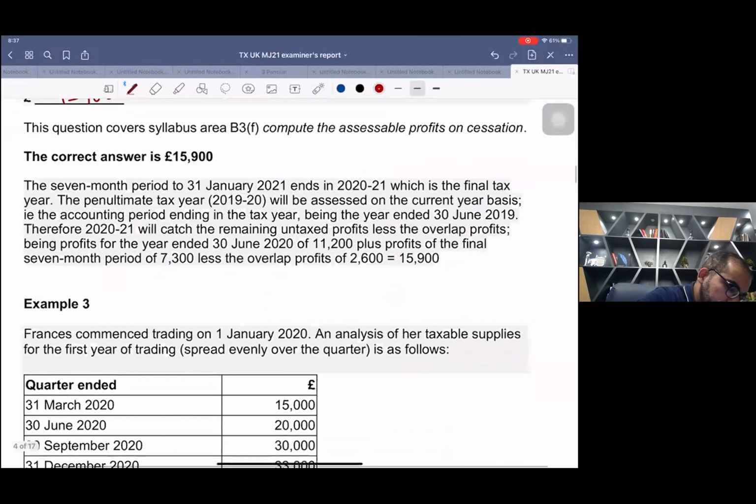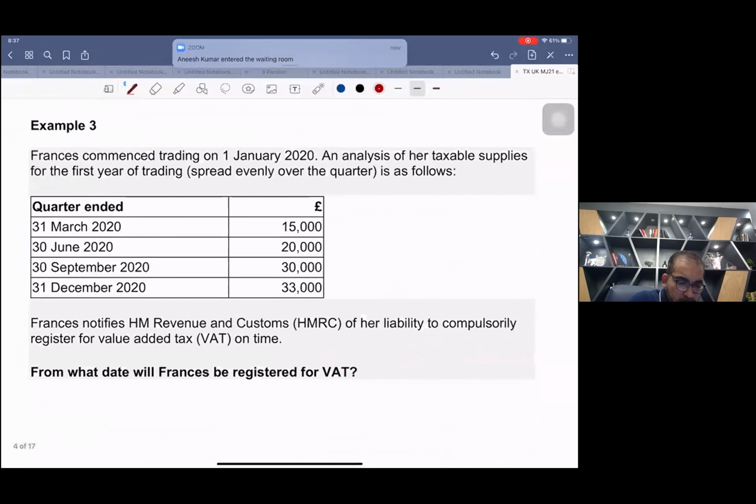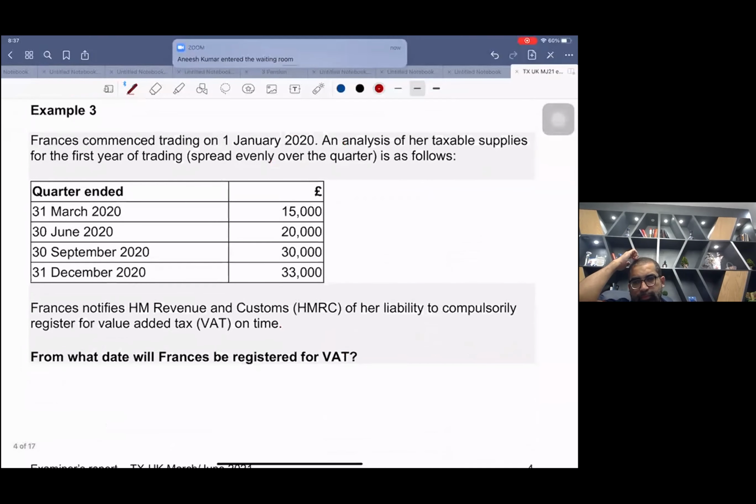Okay, do this one. This one is also a super easy question for you guys.